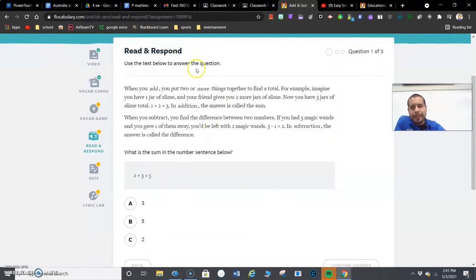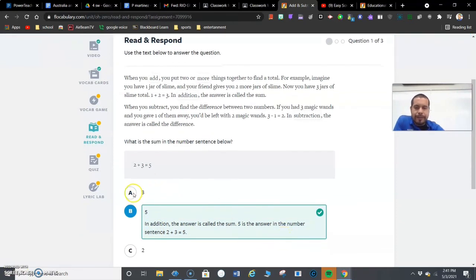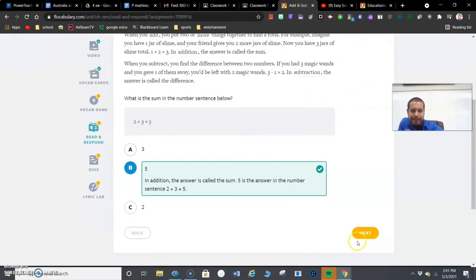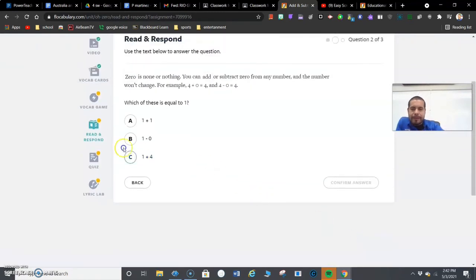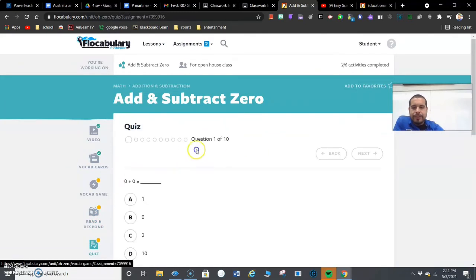So the next one would be like a reading response. You'd read a short paragraph about something. Here it says, "What is the sum in the number sentence below?" So the answer would be 5, and it tells you why the answer is that. If you get the answer wrong, it would tell you incorrect. Let's continue. It would ask you a few more questions about that. Then you would take a short quiz.